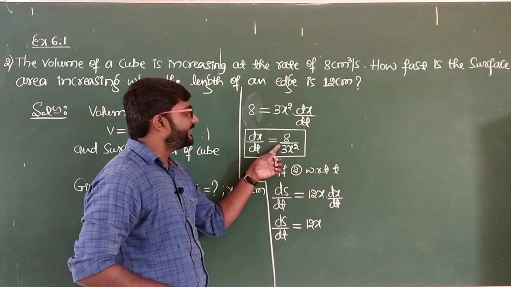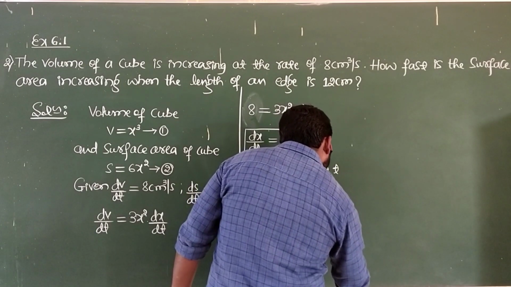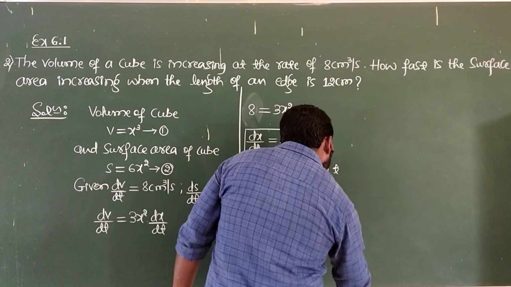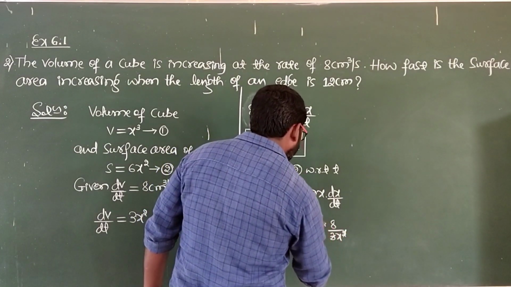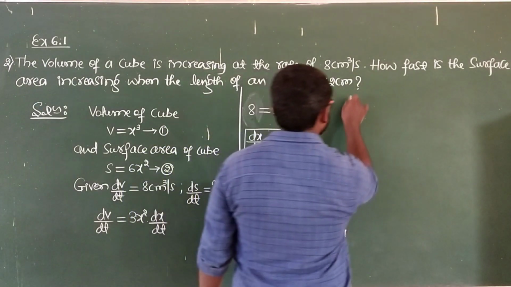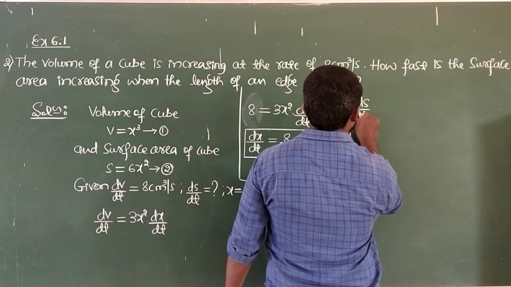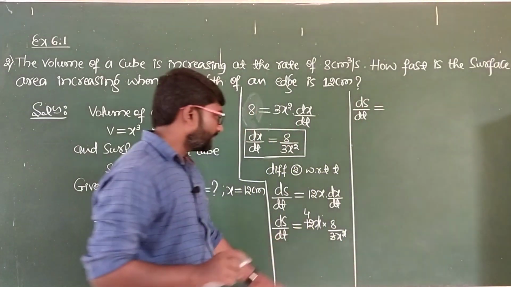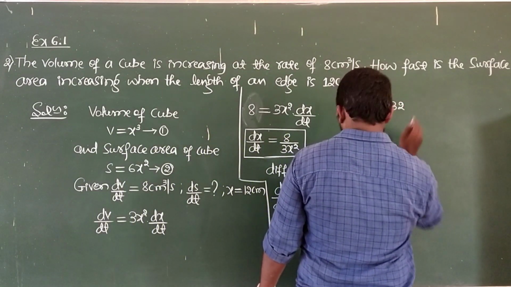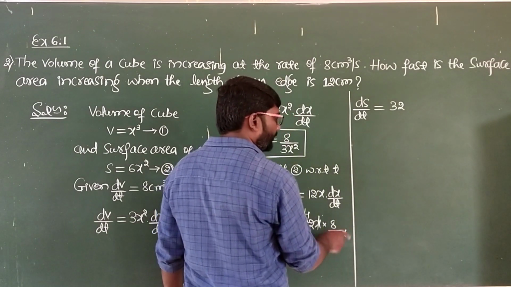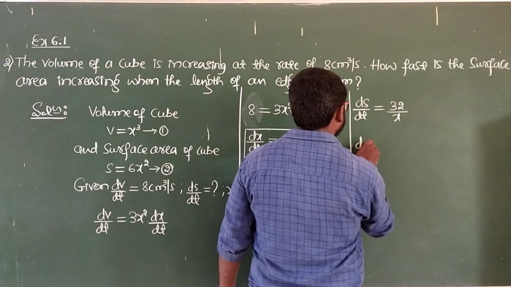What is the value of dx by dt? It is 8 by 3x square. So now, here x and x get cancelled, 3 ones are 3, 4 8s are... So what do we get now? dS by dt equals, now 8 into 4 it is 32, divided by x. We have one x term in the denominator. So divided by x.